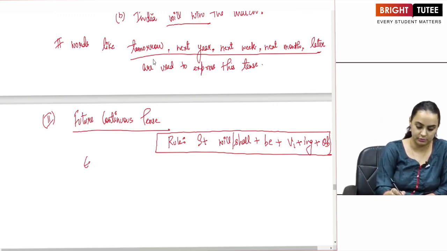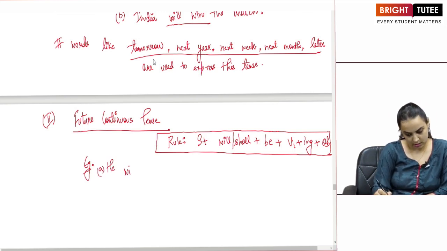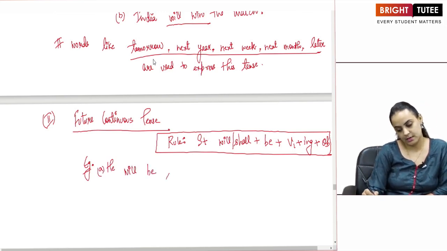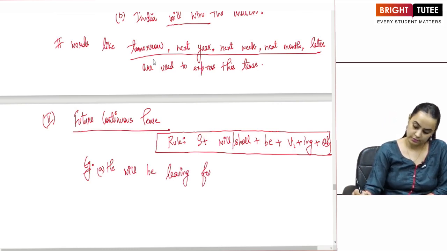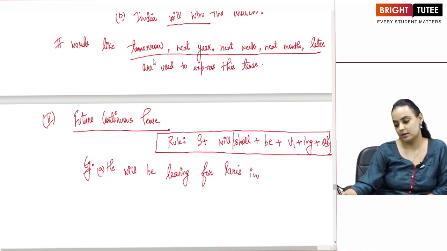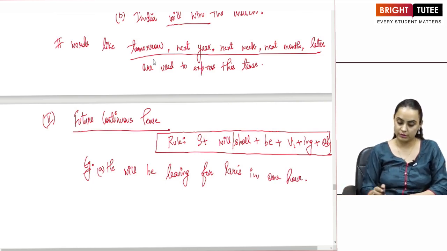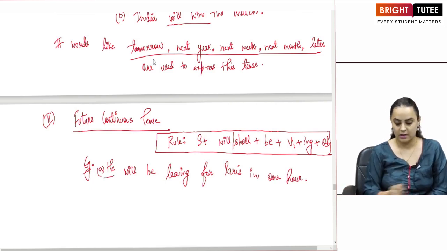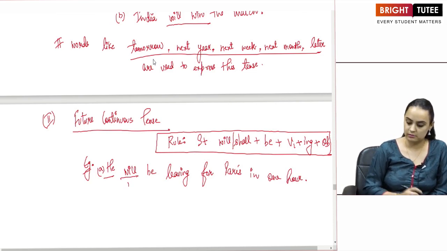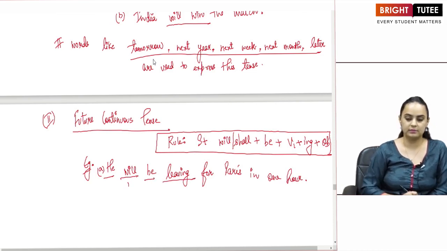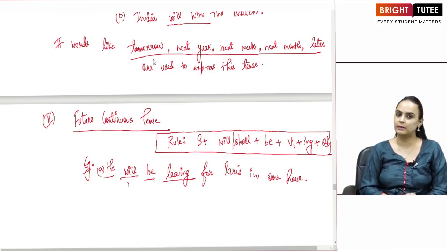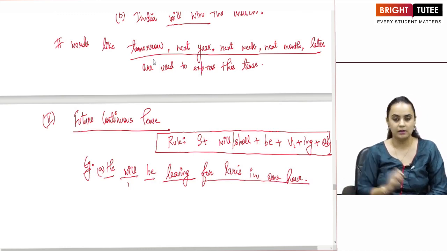For example, he will be leaving for Paris in 1 hour. What is my subject? He. With he, we use will. Be plus the ing form of the verb, that is leaving, and my object.